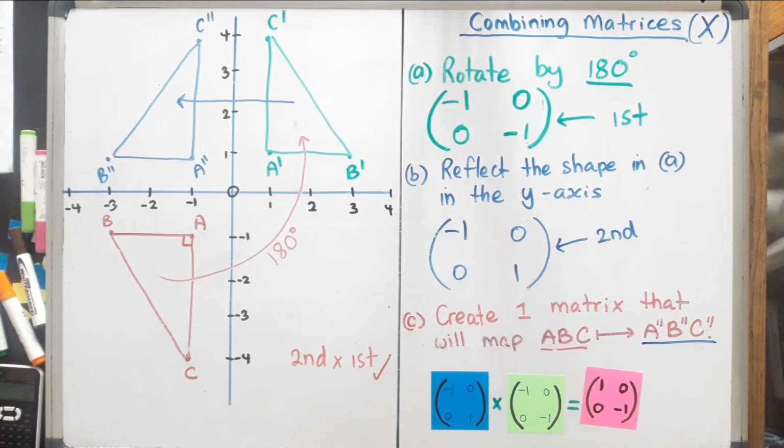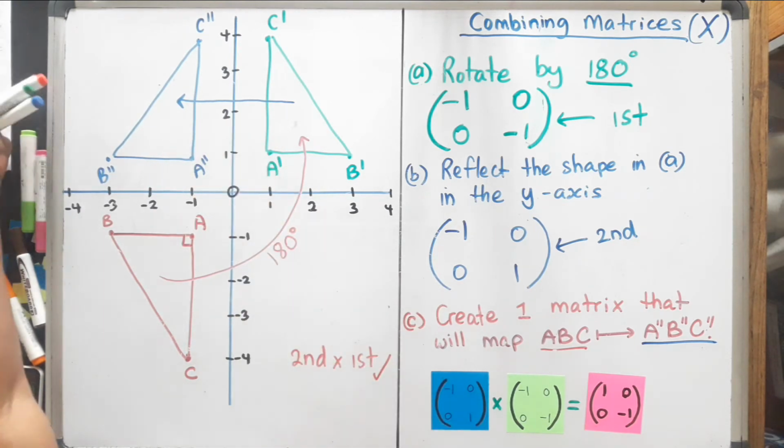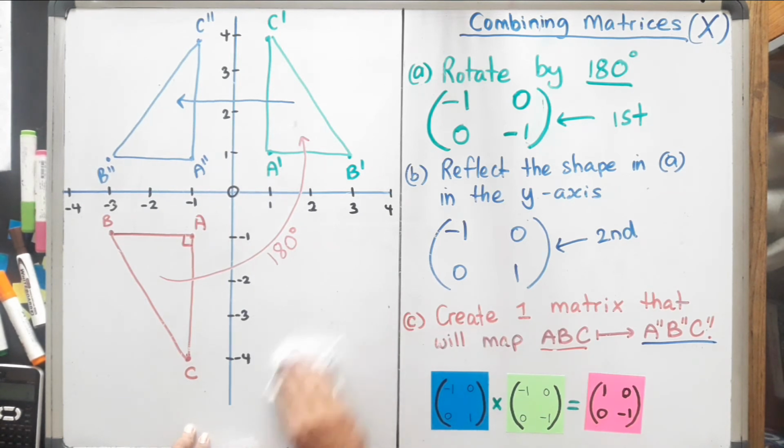Now, I have to prove to you that this pink matrix, this super matrix, which the examiner asked us to get, will go from here all the way to here in one shot. But remember this, second by the first. Please make a note of that in your books.